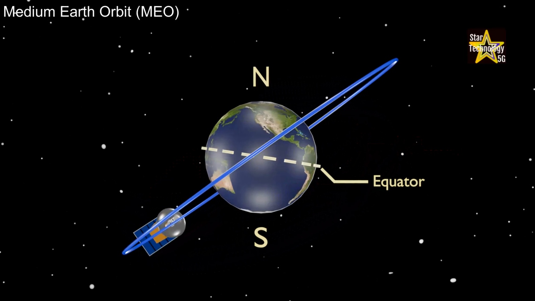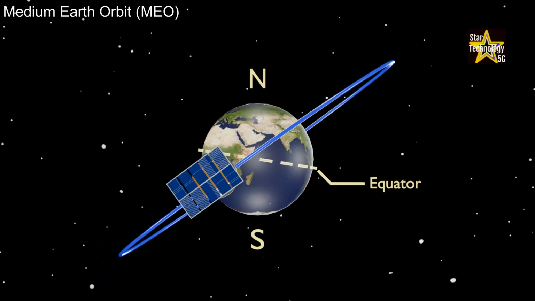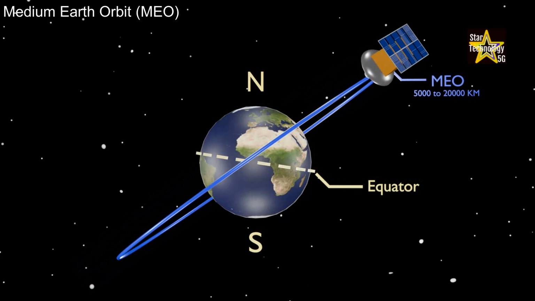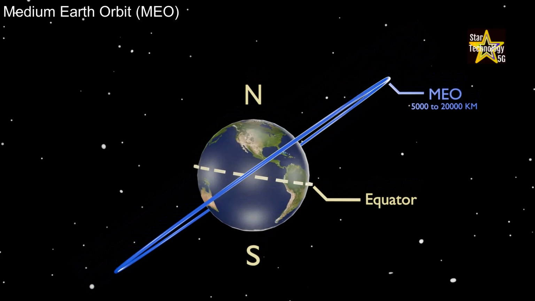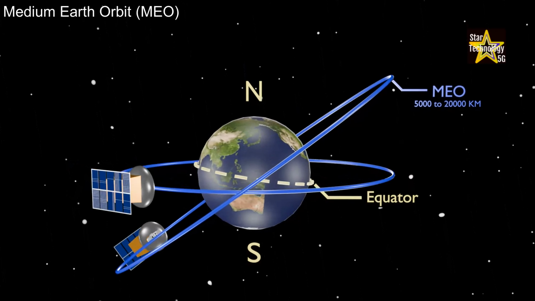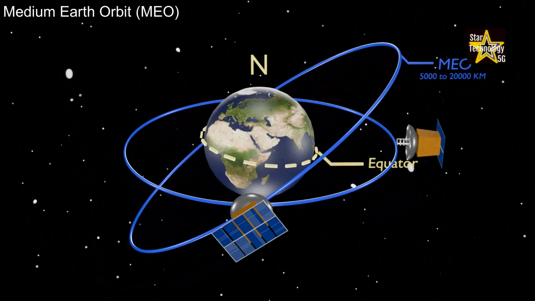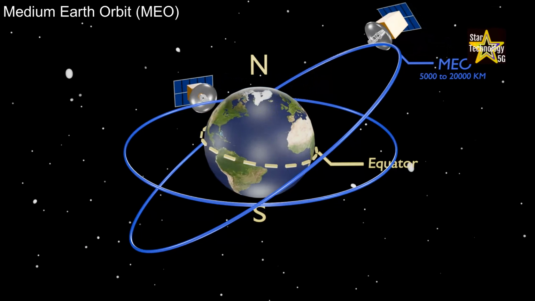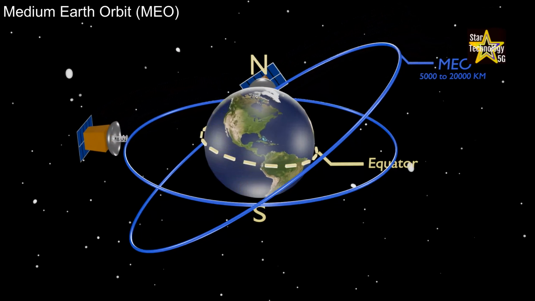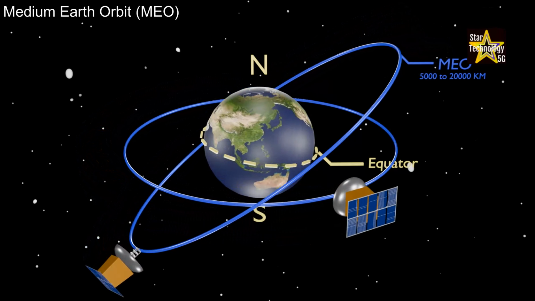Medium Earth orbit, MEO. Medium Earth orbit satellites are moving at an altitude of roughly 5,000 to 20,000 kilometers above the Earth's surface. Compared to low Earth orbit spacecraft, MEO ones require fewer devices to give worldwide coverage, but their time delay is longer and their signals are weaker. Positioning and navigation services, like GPS, extensively use MEO type of satellites.